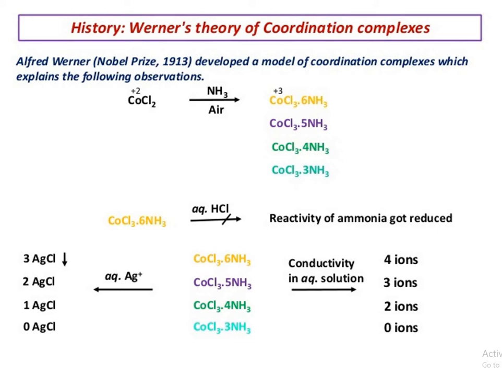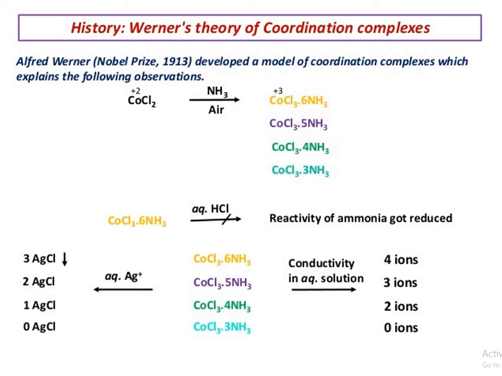When cobalt chloride was mixed with ammonia, 4 different types of compounds were formed with the following formulas: CoCl3 with 6 ammonia, CoCl3 with 5 ammonia, CoCl3 with 4 ammonia, and CoCl3 with 3 ammonia. And when aqueous silver nitrate was added to them, the CoCl3·6NH3, having yellow color, precipitated 3 moles of silver chloride, indicating that 3 chloride ions were present as counter ions.